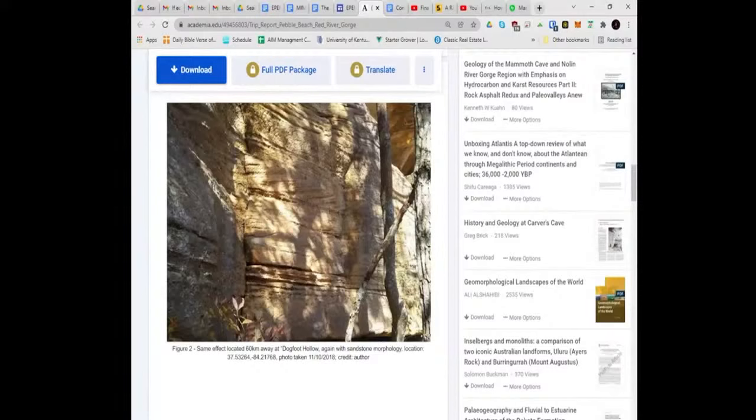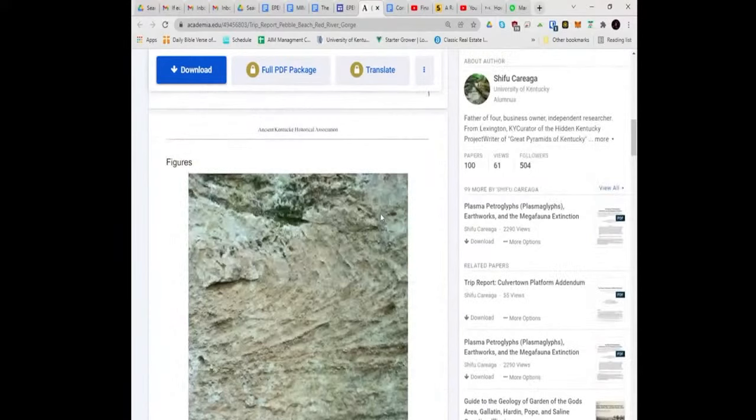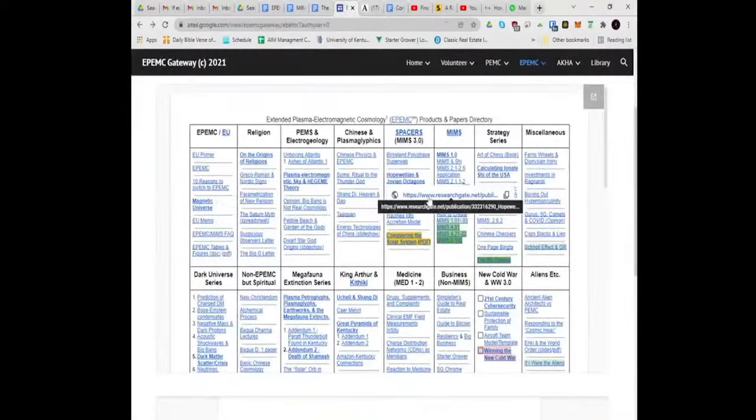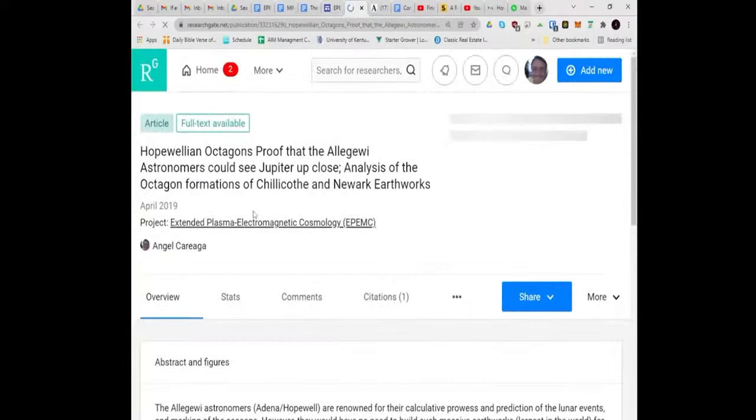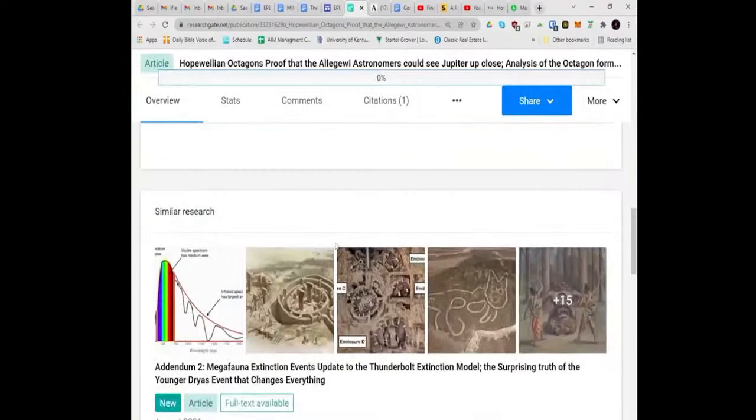And I would think that a planet would be a lot more susceptible to those kinds of powers than a star would. What do you think? Regardless, the Jovian octagons show that the northern hemisphere of Earth had a direct line of sight to the north pole of Jupiter. We have the mathematics on that.